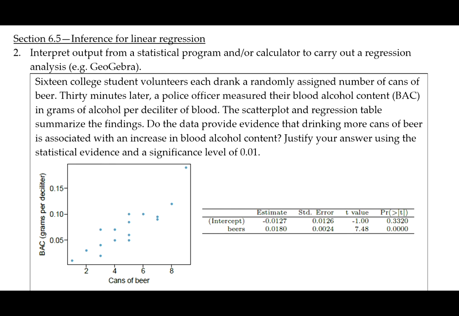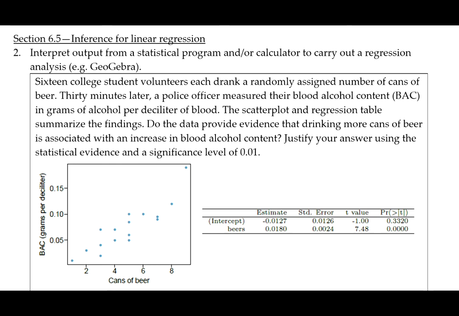16 college student volunteers each drank a randomly assigned number of cans of beer. 30 minutes later, a police officer measured their blood alcohol content in grams of alcohol per deciliter of blood. The scatter plot and regression table summarize the findings. Do the data provide evidence that drinking more cans of beer is associated with an increase in blood alcohol content? Justify your answer using the statistical evidence and a significance level of 0.01.